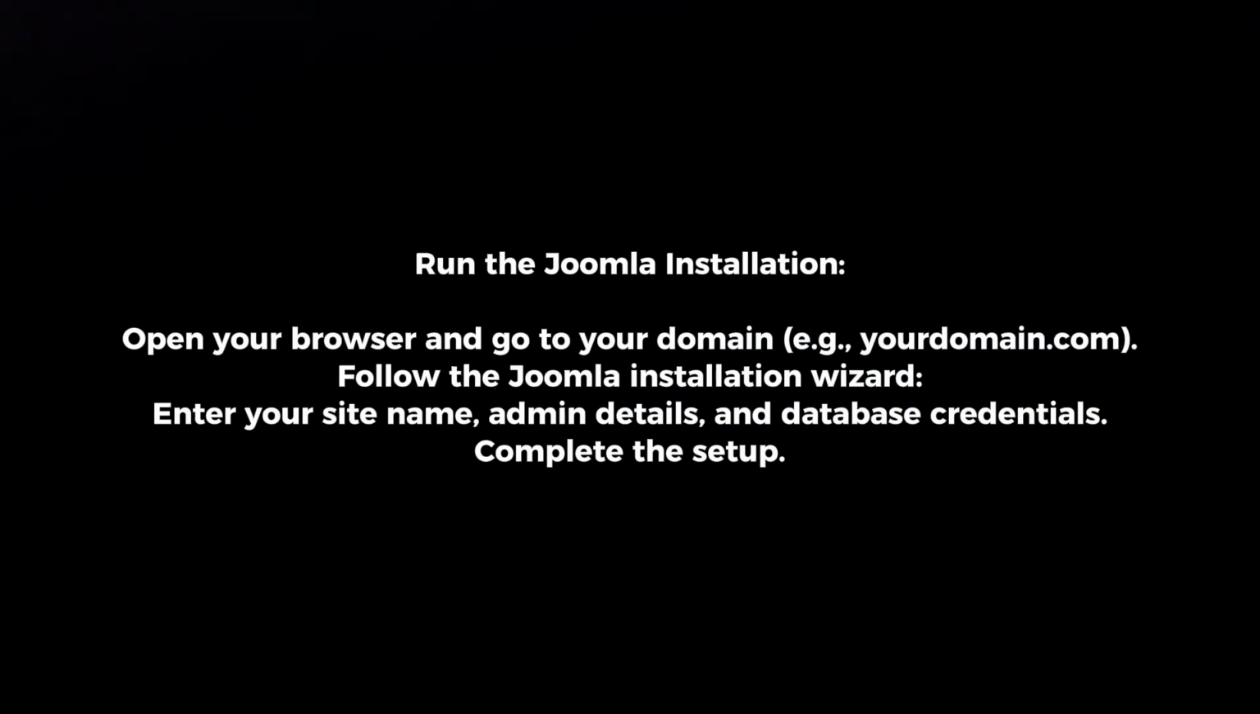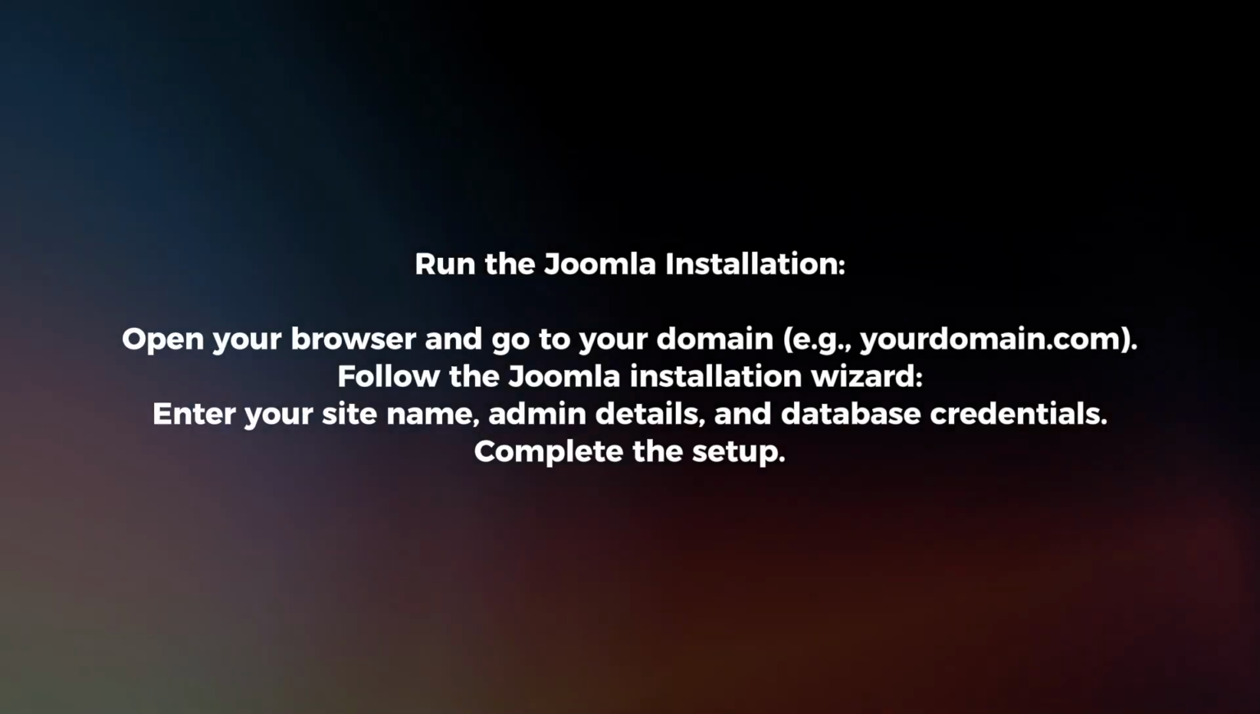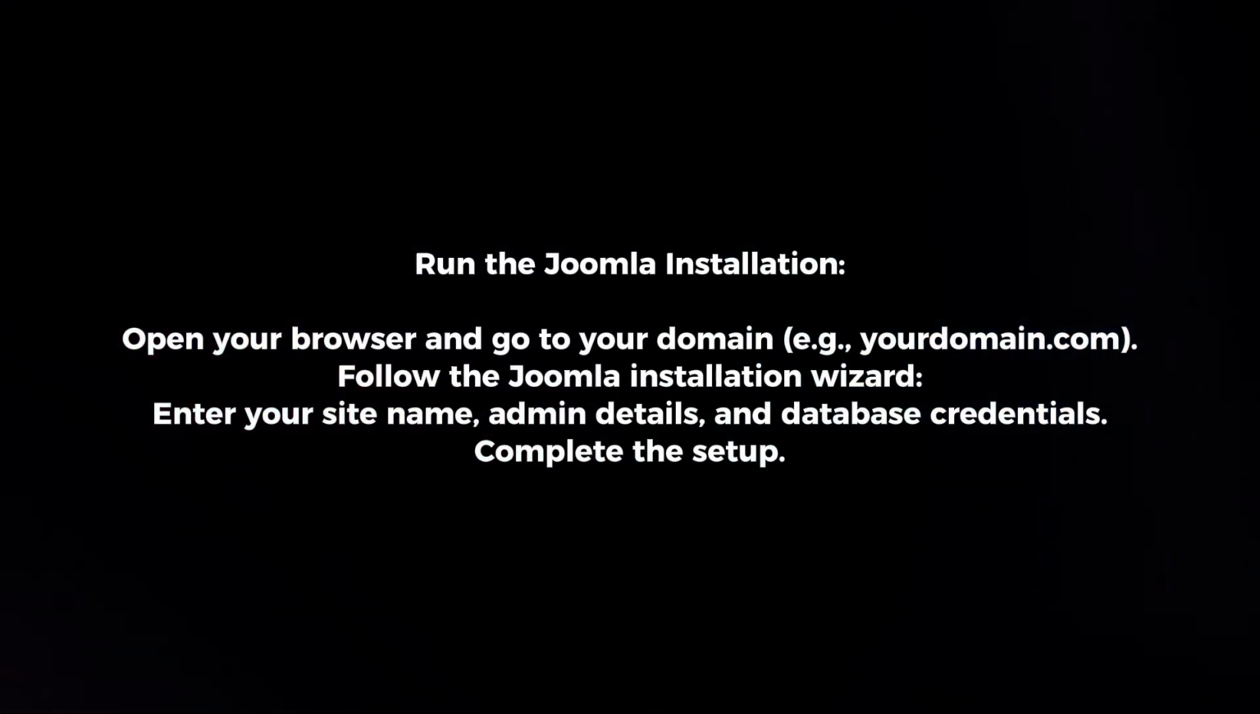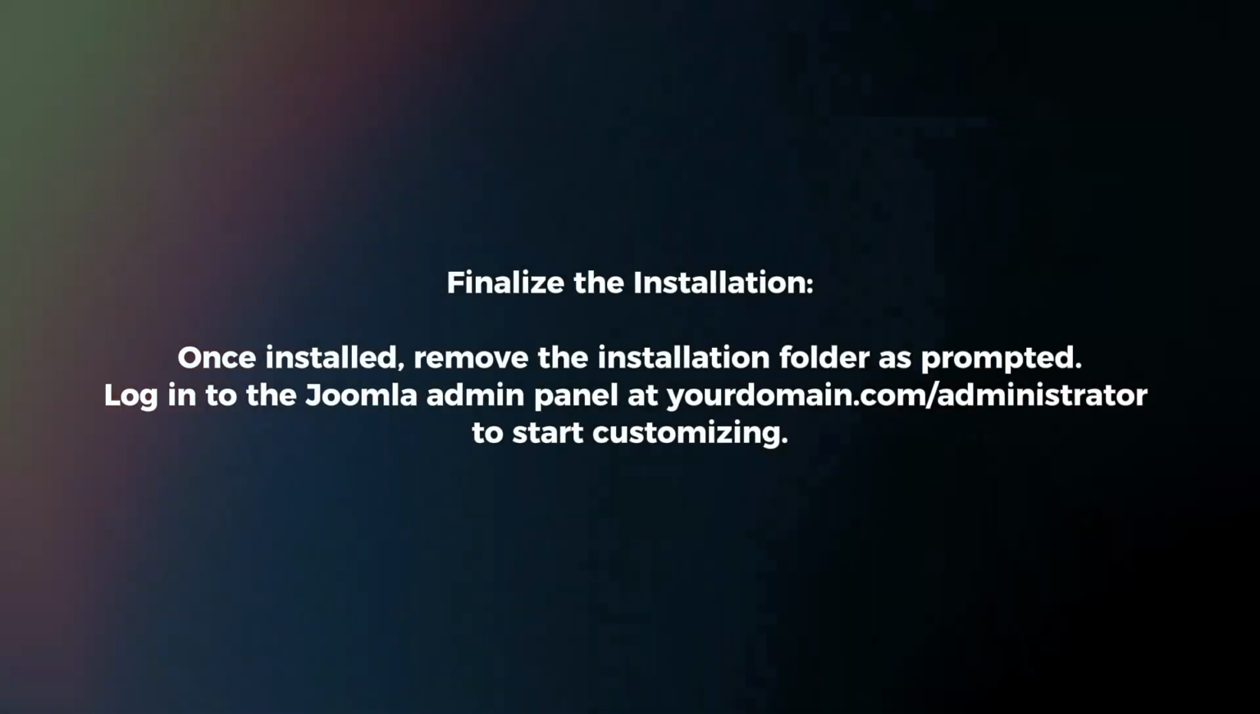Run the Joomla installation. Open your browser and go to your domain. Follow the Joomla installation wizard. Enter your site name, admin details, and database credentials. Complete the setup. Finalize the installation.